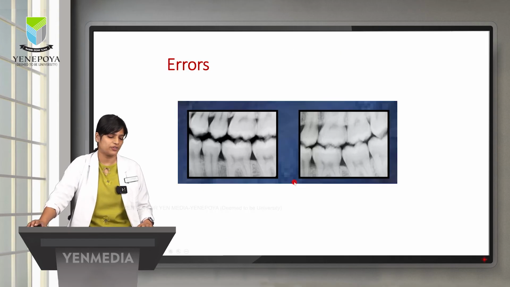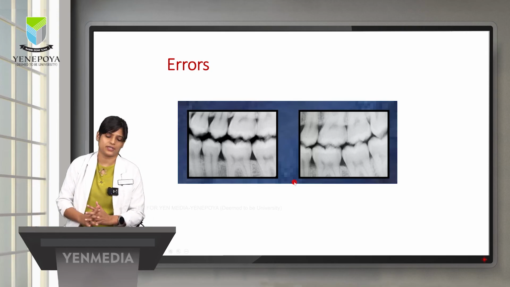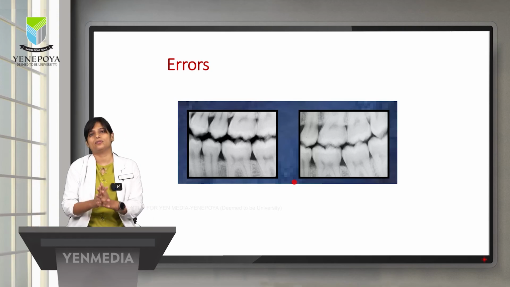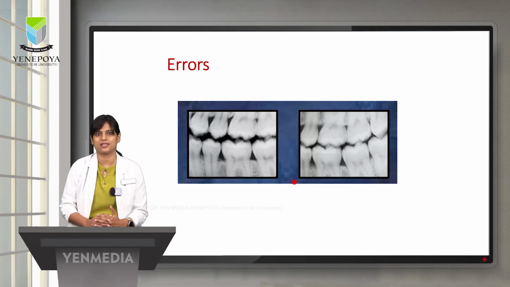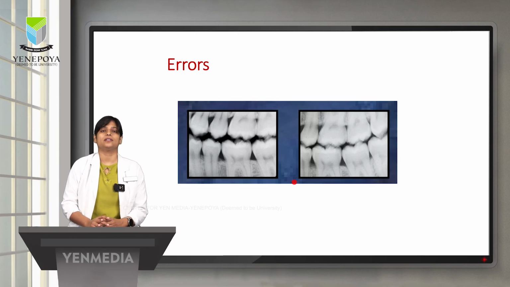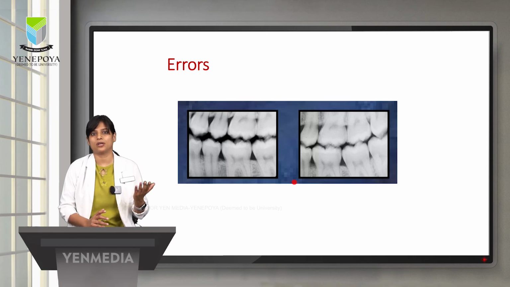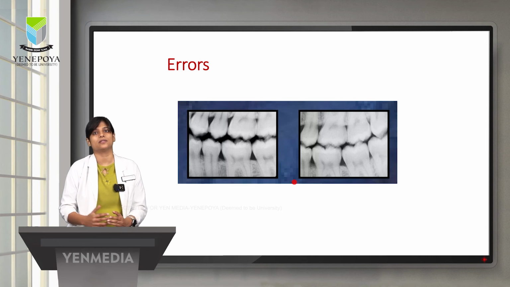So that ends with the modification. Now I have a few example images here. Why don't you also try, as before I speak, to guess what the errors may be in these Bitewing projections. Here you can clearly see it's neither a premolar Bitewing image nor is it a molar Bitewing.